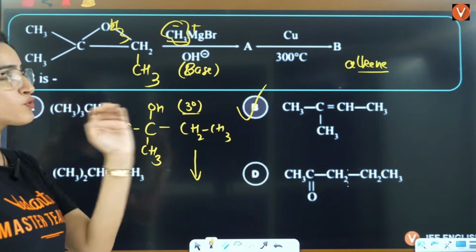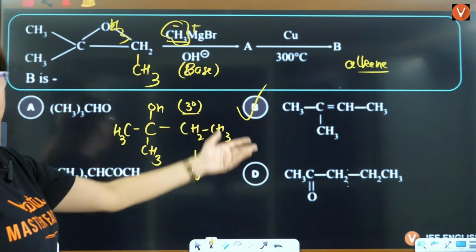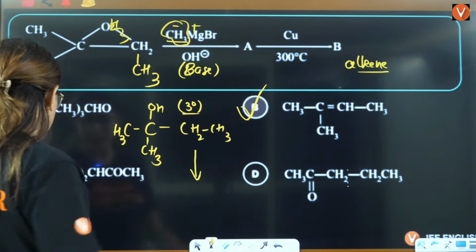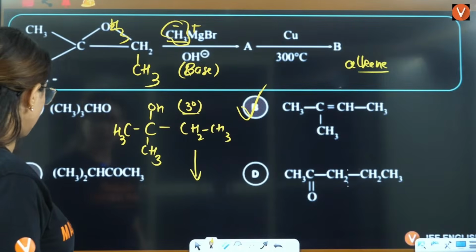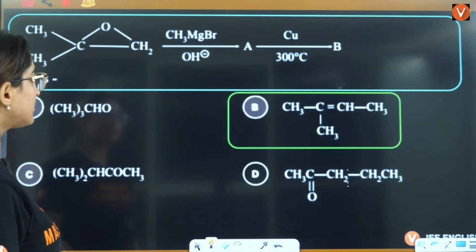According to Saytzeff rule, the alkene with more hyperconjugating structure will be formed here. So B is the correct answer here. Yes, everybody? Okay. Is that clear?